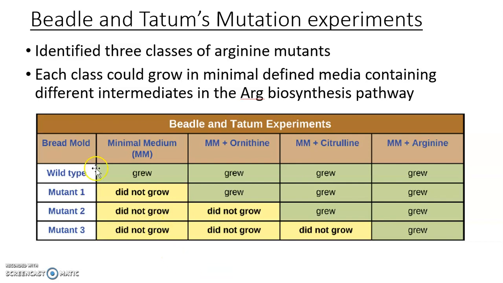And if you think about this, each of these classes can grow on different types of minimal media that contain these intermediates right here. And so if you think, these guys did not grow because they were not able to make any of these kinds of things that were out there. These guys were able to grow when you added this ornithine, so that maybe they were able to take that ornithine and process it into citrulline, and then process that into the final amino acid there for arginine.